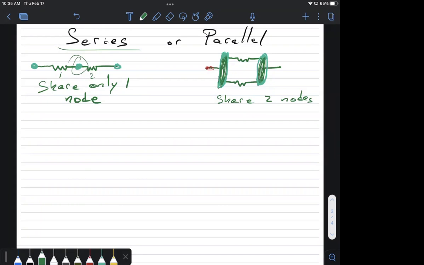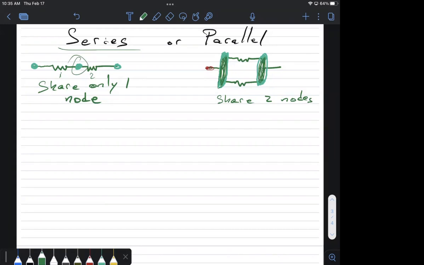The first way is conceptual. If an electron must go through both resistors with no choice, they're in series. If an electron has a choice and can go through one or the other, but not both, they're parallel. The other way is the pure analytical way. For every element in your circuit, you put a node on either side of the element. If two resistors share only one node, they must be in series. And if they share two nodes, they must be in parallel.